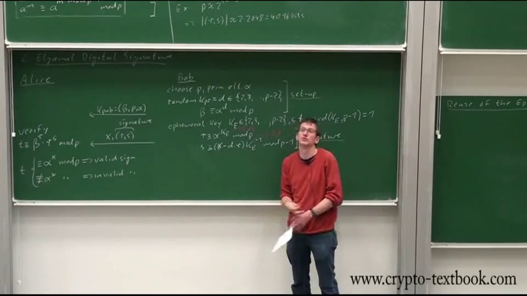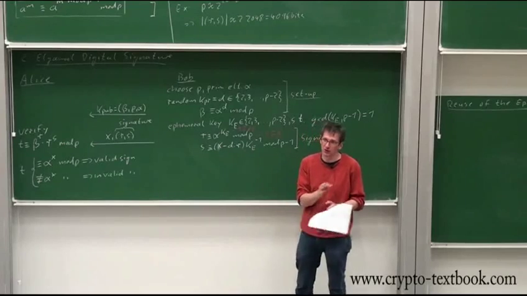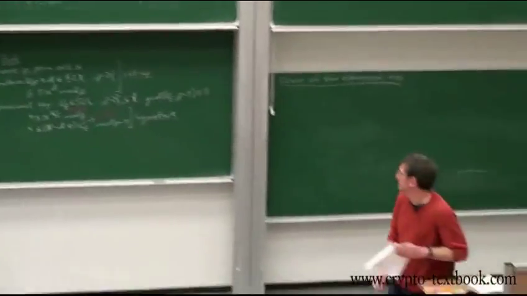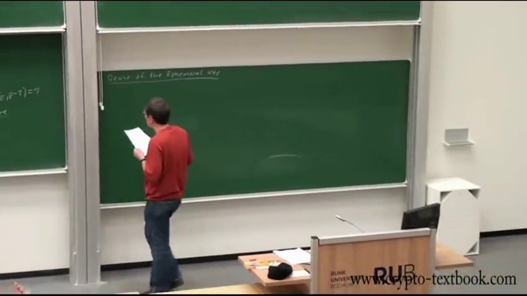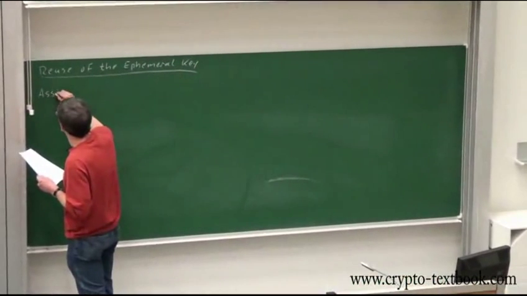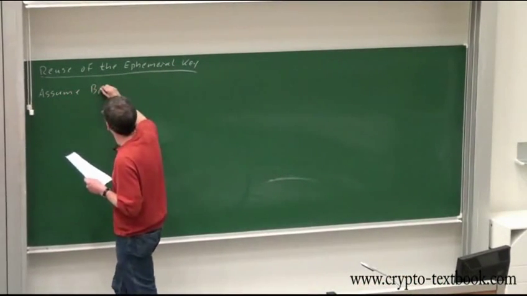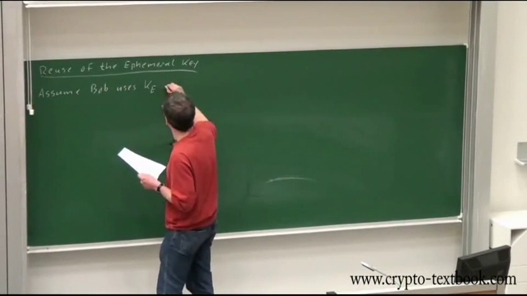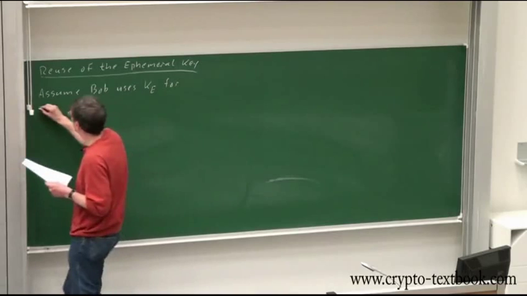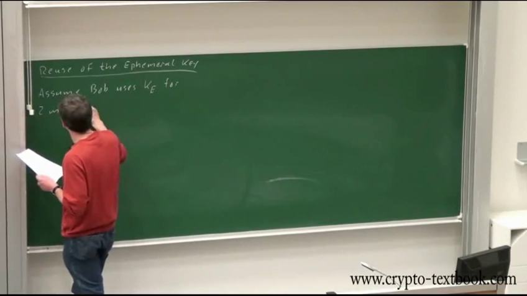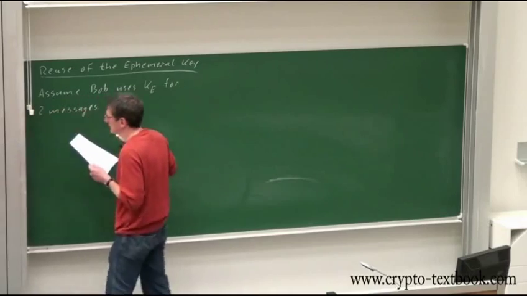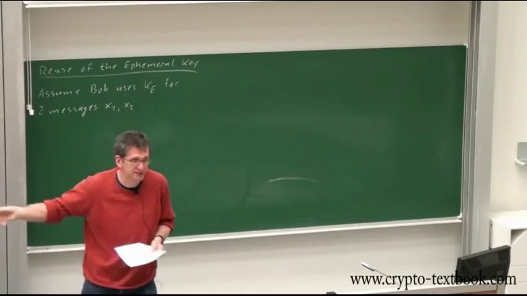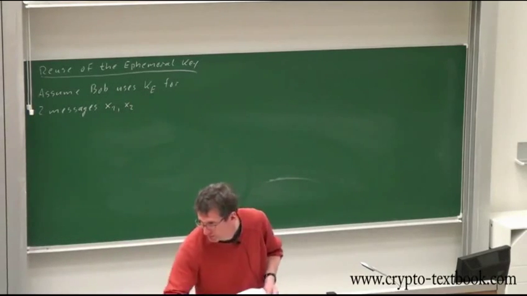Okay? So it's tempting to do, but it's really stupid. And I'm going to show you why. Don't do that. Okay? The ephemeral key, this temporary key, really must be unique to every message. Okay? So assume Bob uses KE for two messages x1 and x2. And again, the reason for doing that, a computational would be easier.